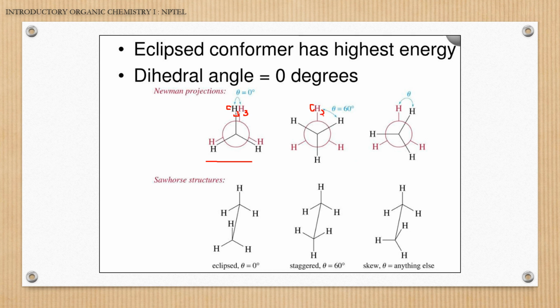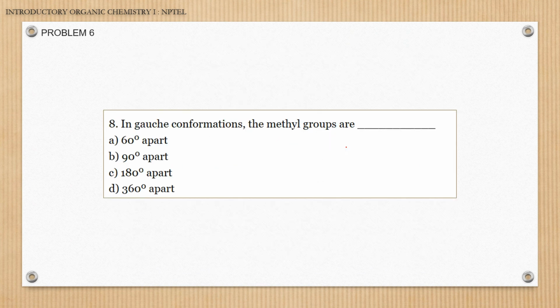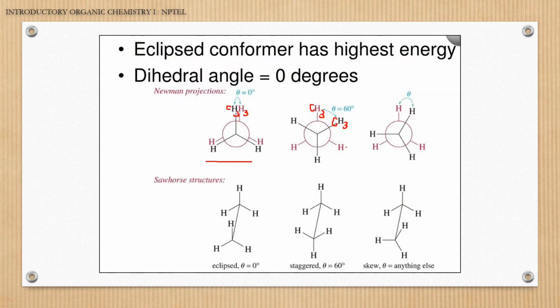The Gauss conformation is a staggered conformation, but here the methyls are present at 60 degrees to each other. So this is known as the Gauss conformation. What they are asking is, in the Gauss conformation, the methyl groups are present at what dihedral angle? According to this staggered conformation, the angle between them is 60 degrees.